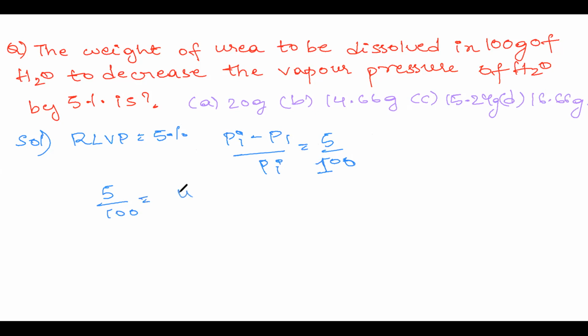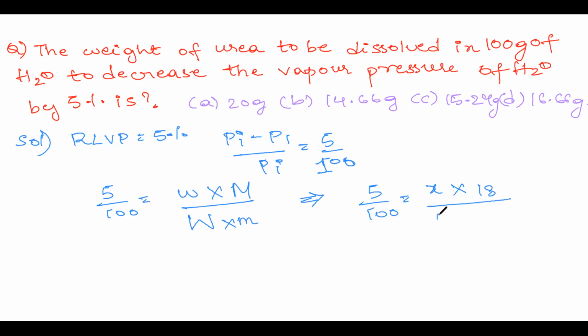weight of solute. What is weight of solute? We have to know. Molecular weight of solvent, and weight of solvent. They have capital W into small m. So small w we don't know. That is x. 5 by 100 is equal to x into molecular weight of solvent 18 by weight of solvent 100 grams into molecular weight of solute 60.